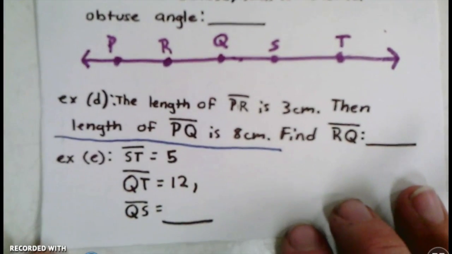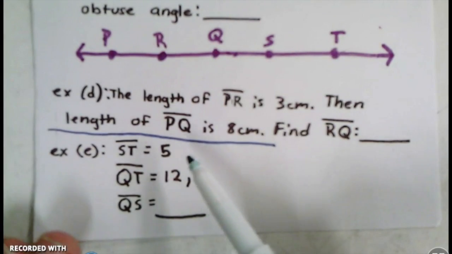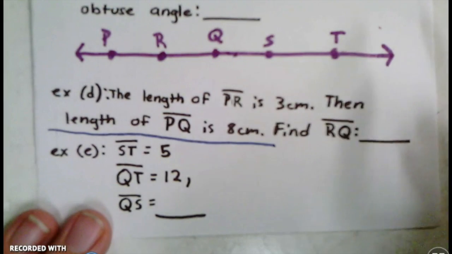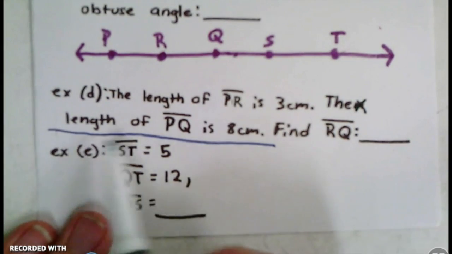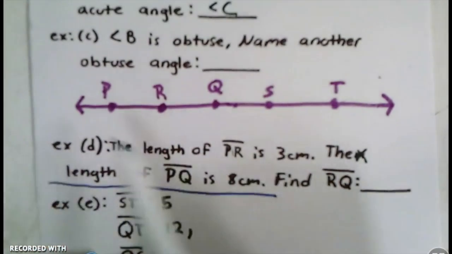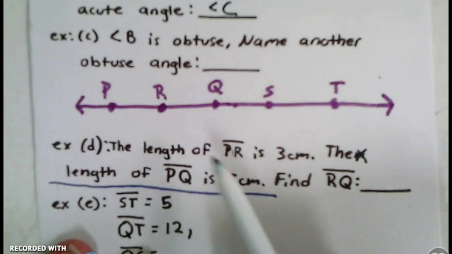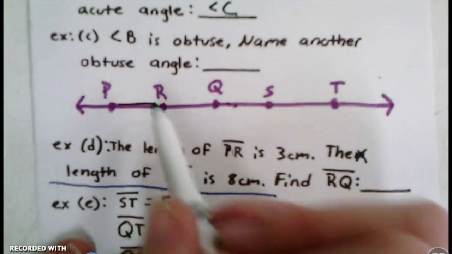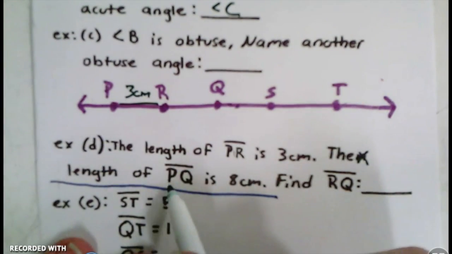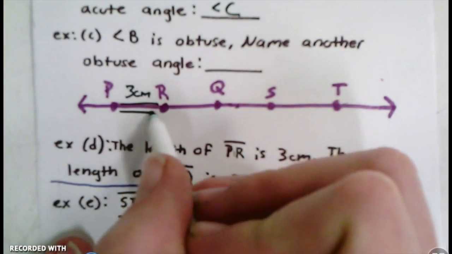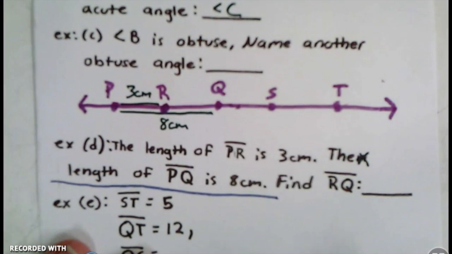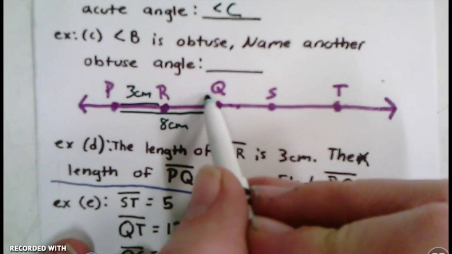Last part of this lesson, I know this video is a little long. The length of line segment PR is 3 centimeters. Oops, that's supposed to say the. The length of PQ is 8 centimeters. Find RQ. So let's plug that information in right here. The length of PR, so from here to here, is 3 centimeters. The length of PQ, so from here to here, is 8 centimeters. Find RQ. So this is what we're looking for.